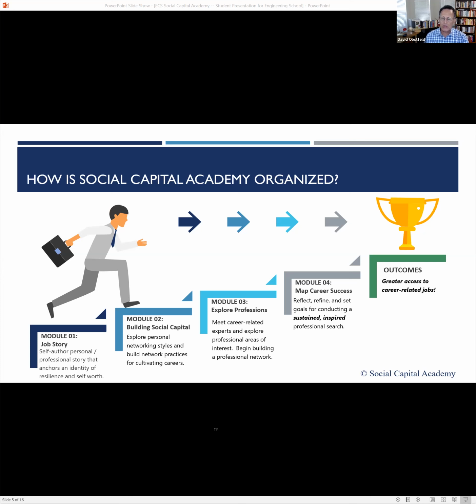Because an employer is going to look at your GPA, and they're going to look at what you know how to model, but they're also going to want to know, are you the kind of person I want to work with in a team? And when you come out of module 2, you're going to have a lot more chops on how to do that.